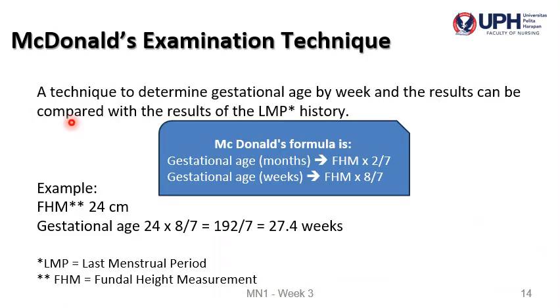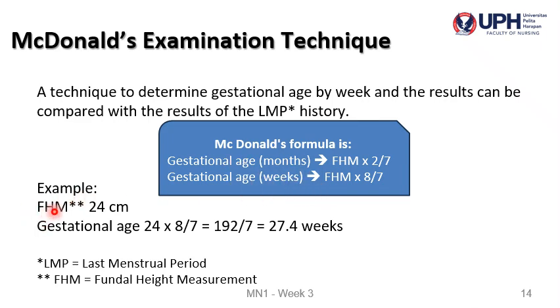Now, we also learned about the McDonald's examination technique. This is how we calculate the gestational age by the fundal height. So this can be compared to the result of the LMP. What we do is fundal height times 2 per 7 to determine the gestational age in months, and fundal height times 8 per 7 to determine the gestational weeks of the mother.